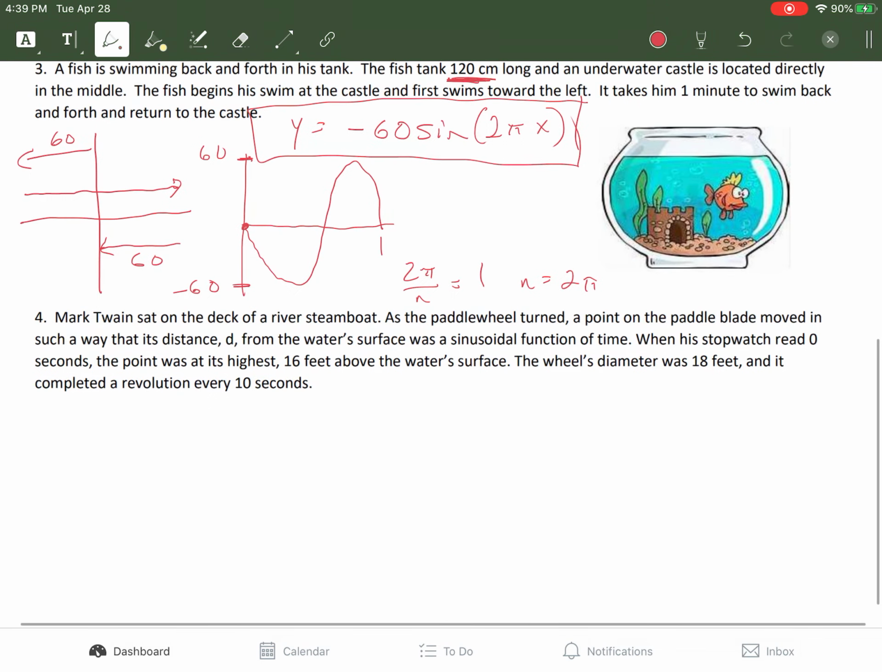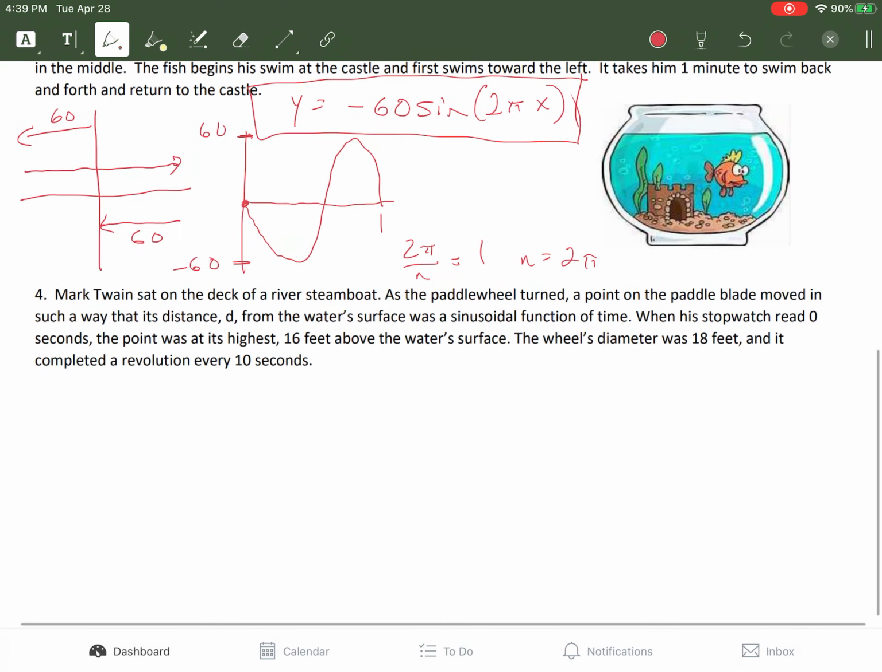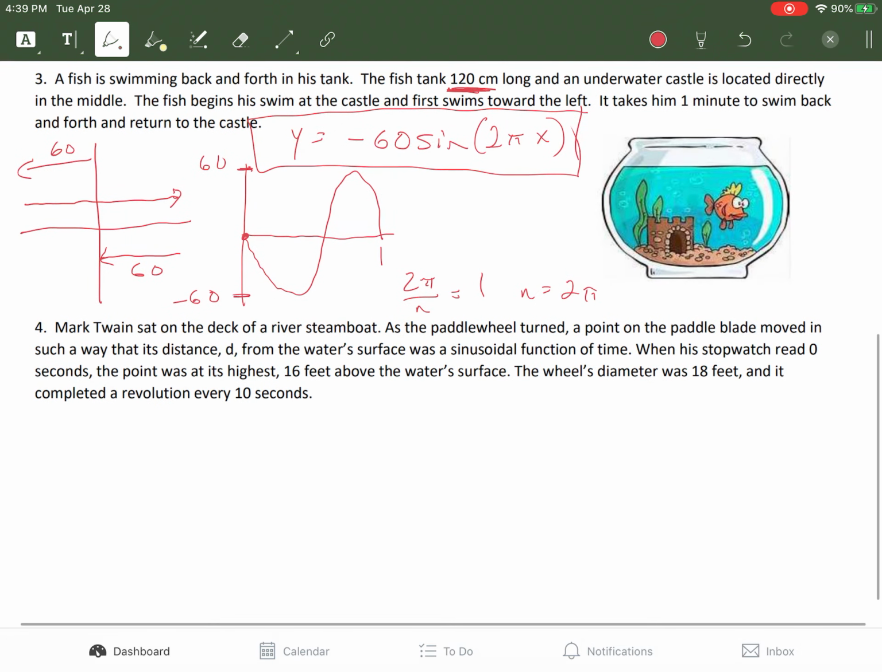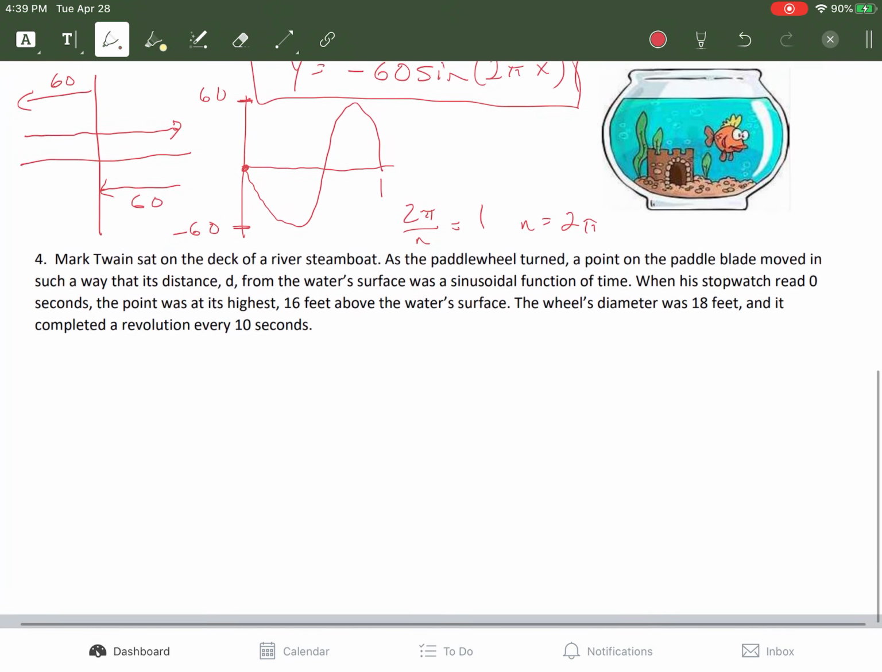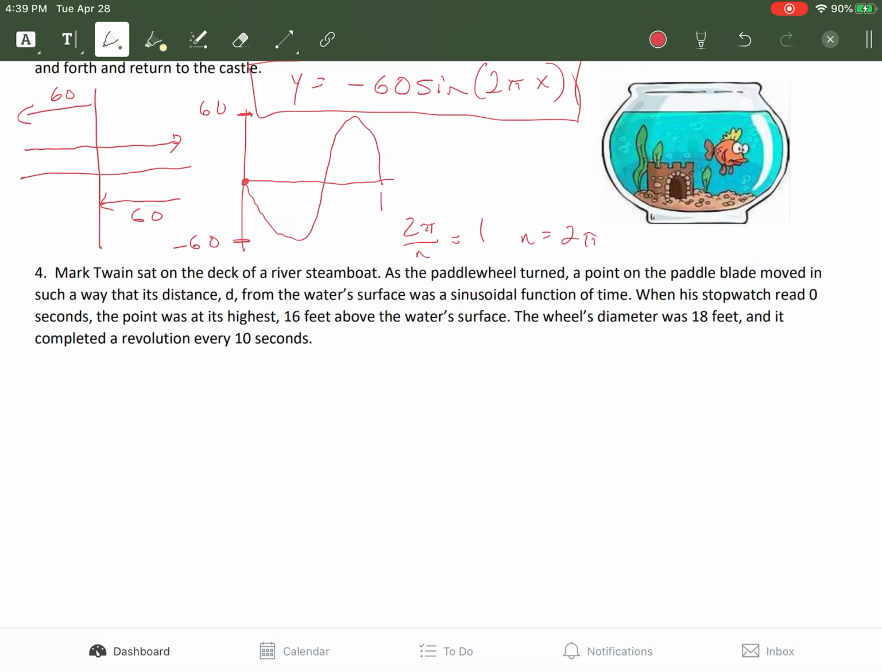Okay. Lastly, we have number 4. Mark Twain sat on the deck of a riverboat. As the paddle wheel turned, a point on the paddle blade moved in such a way that its distance d from the water's surface was a sinusoidal function of time. That's just a fancy way of saying it's a periodic function, so it's a simple harmonic motion. When a stopwatch read 0 seconds, the point was at its highest, 16 feet above the water's surface. The wheel's diameter was 18 feet, and it completed a revolution every 10 seconds.